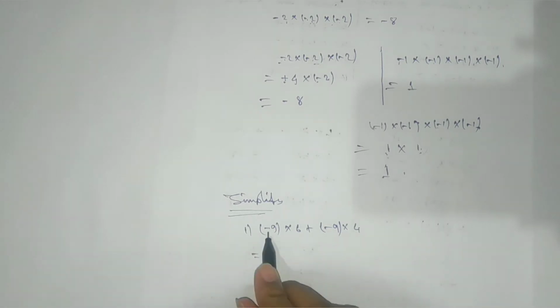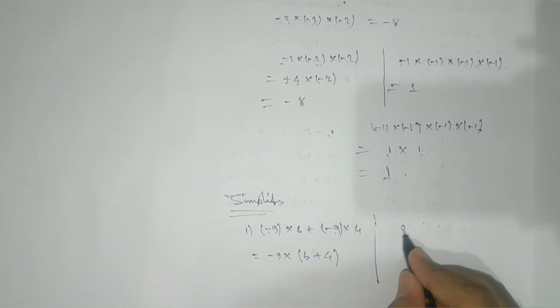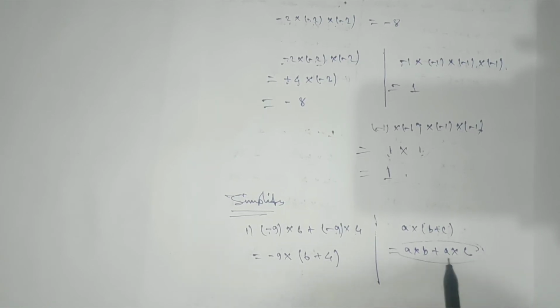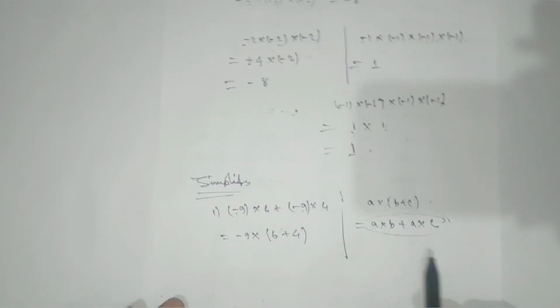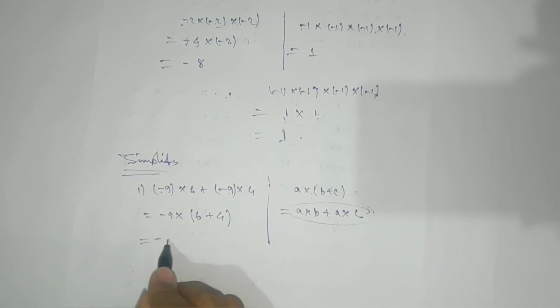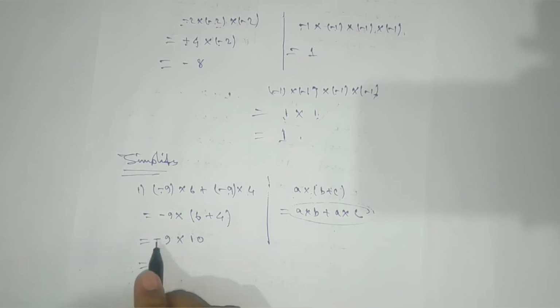So here you can see that minus 9 is common. So we'll take here minus 9 outside. There's a multiplication symbol, and 6 plus 4. Can you guess which rule? Yes, distributive rule. That is a into b plus c can be written as a into b plus a into c. That means this part has been given, so you can write like this. Okay, if we can write this as this, so we can write this as this also, no problem. So here now after that what we can see, 6 plus 4 will give you 10, and plus minus give you minus. 9 tens are 90.